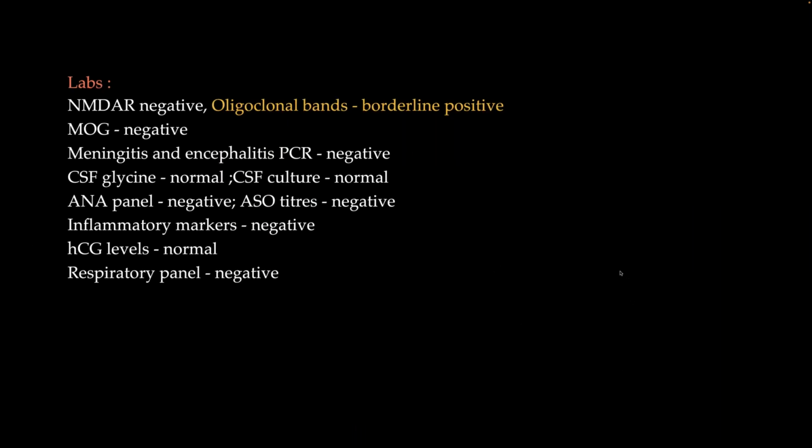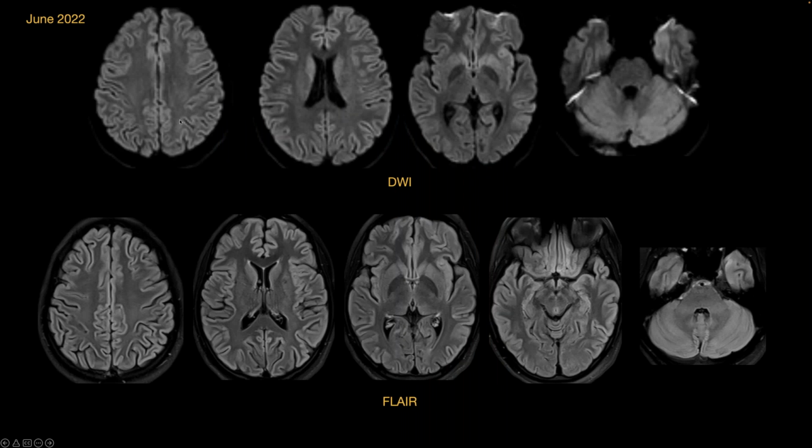So once this scan was done, the labs were sent and everything came out negative except the oligoclonal bands. The child had a follow-up study 2 days back. On the follow-up, you can appreciate that the diffusion changes have almost normalized. No FLAIR abnormalities, though there is some progression in the volume loss that can be secondary to the steroids given to the child. But again, there are no signal changes. The FLAIR signals seen in the prior study have resolved.